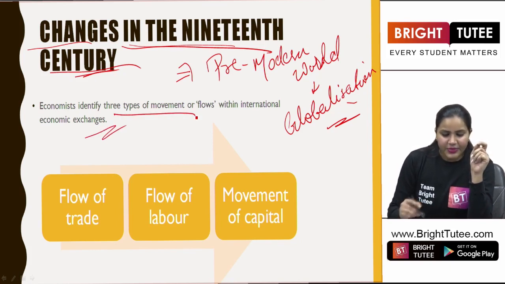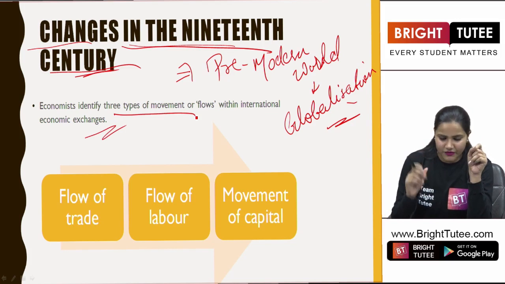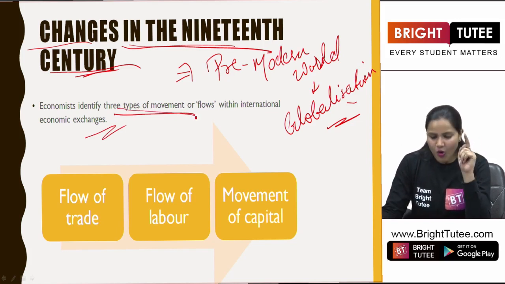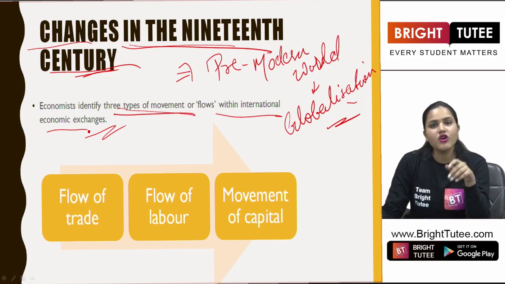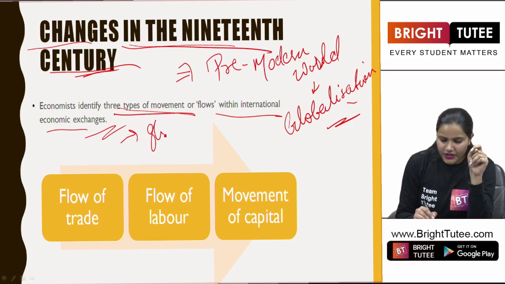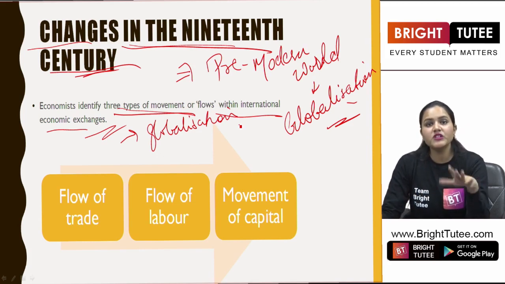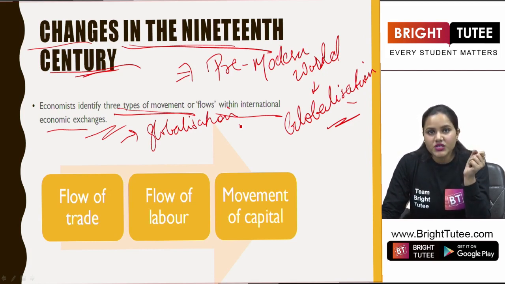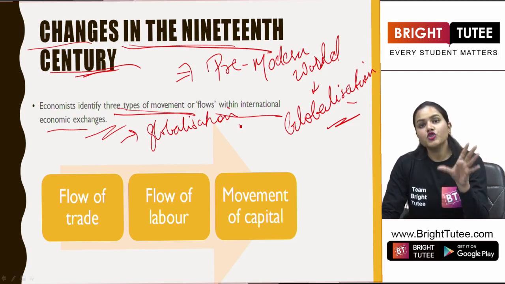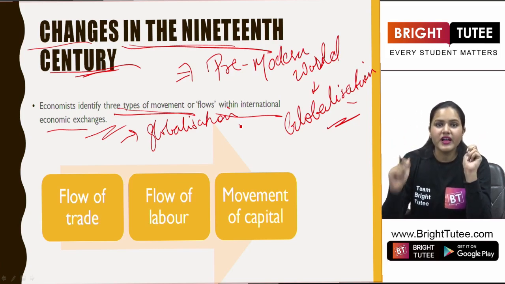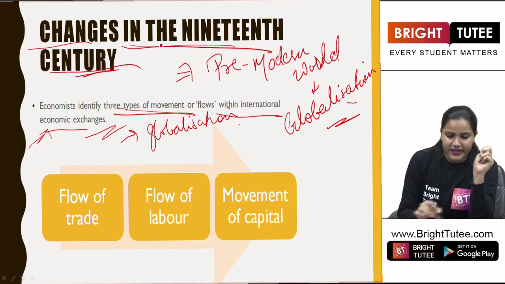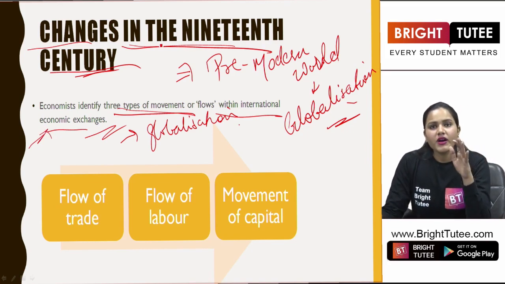So here we are seeing that the economists have tried to identify three types of movements or flows within the international economic exchanges. Again, please remember, we are talking in the context of globalization. We know that globalization here means movement of people from one place to another and interconnection between them, right? Various factors are responsible for it, correct? So here we are talking mainly about the type of flows that existed in the 19th century. According to the economists, there were three main types of flows.